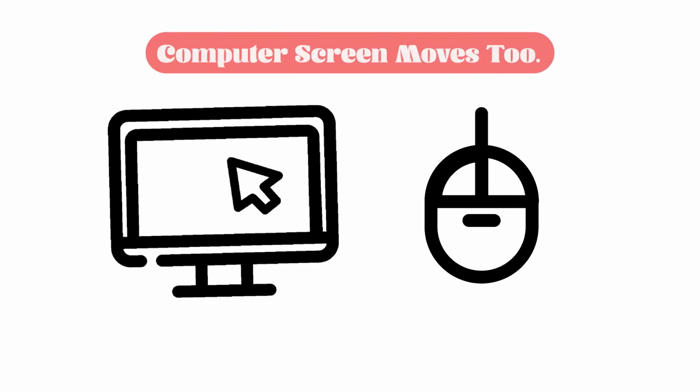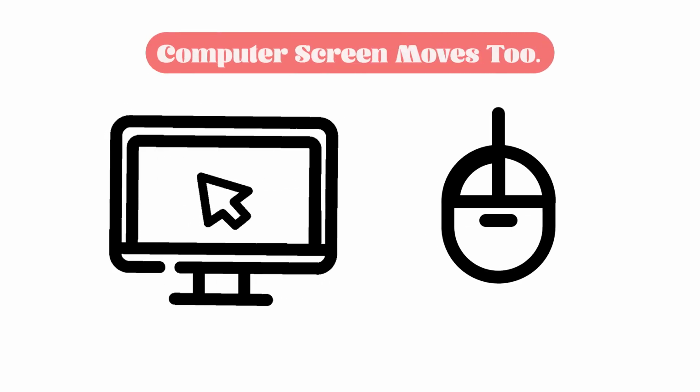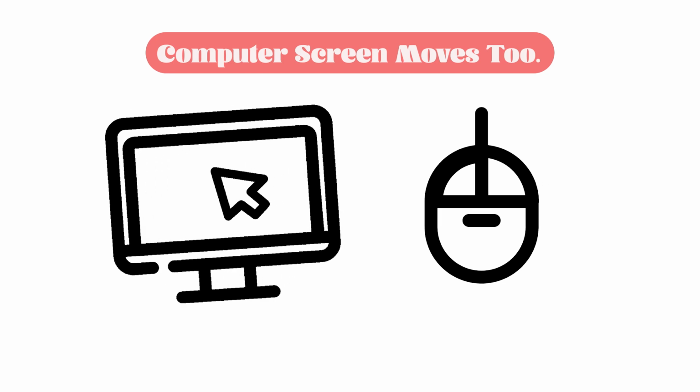When we move the mouse on a flat surface, like a table, the pointer on the computer screen moves too. The pointer on the screen is like a little arrow that shows us where we are pointing. We can move the pointer by moving the mouse around. It's just like moving your fingers on a piece of paper.